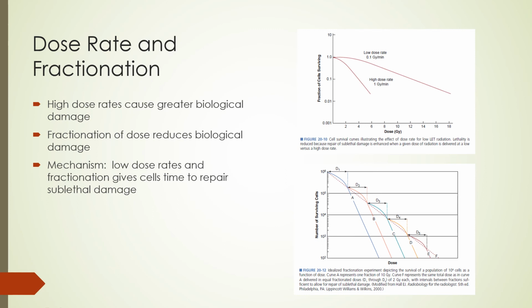The mechanism for this effect is that when radiation is delivered slowly or in fractionated sessions, cells have more time to repair sublethal damage such as single-strand DNA breaks. As these figures show, with more time for repair, the shoulder of the cell survival curve increases, that is, the quasi-threshold dose increases, and the slope of the linear portion becomes shallower, that is, the D0 dose becomes higher.